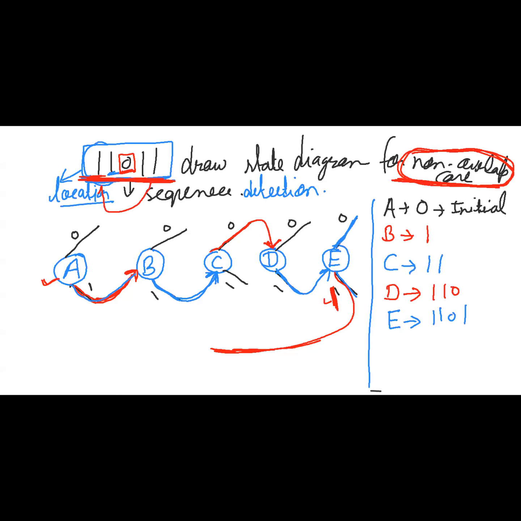So when there is a non-overlap case and your string is complete, you got 11011, it means your output is 1 here. If you remember, I explained last week. Output is 1, then you can go to A, because it is a non-overlap case. So always in a non-overlap case, whenever your string completes, you need to go to A, the initial state. So we will start again from A.